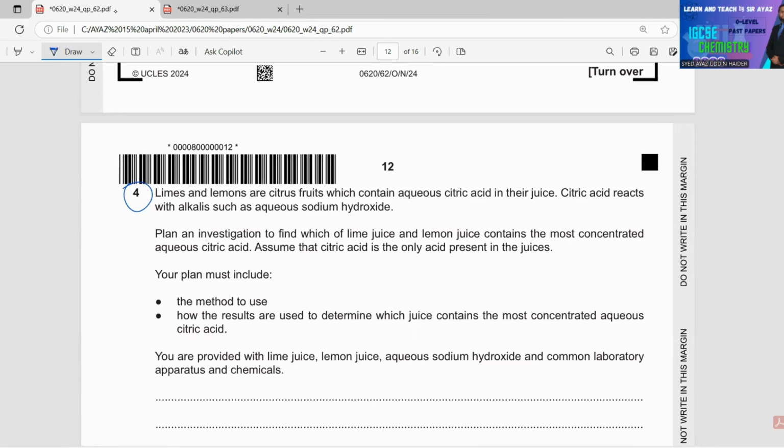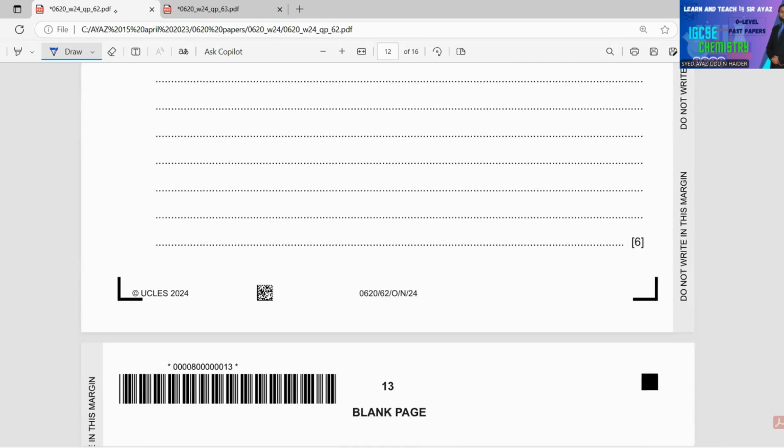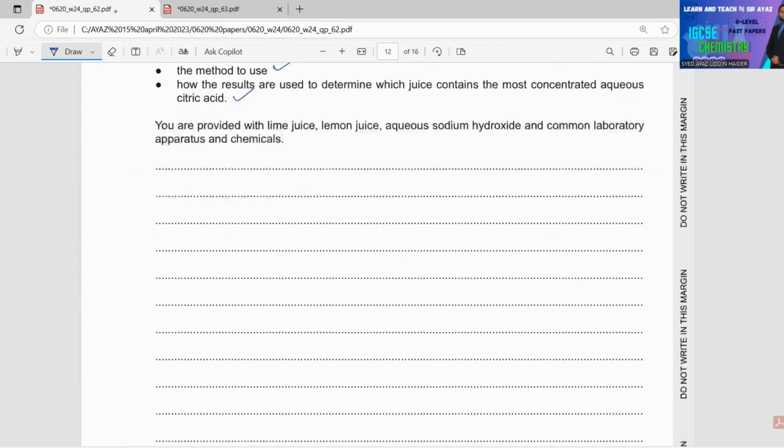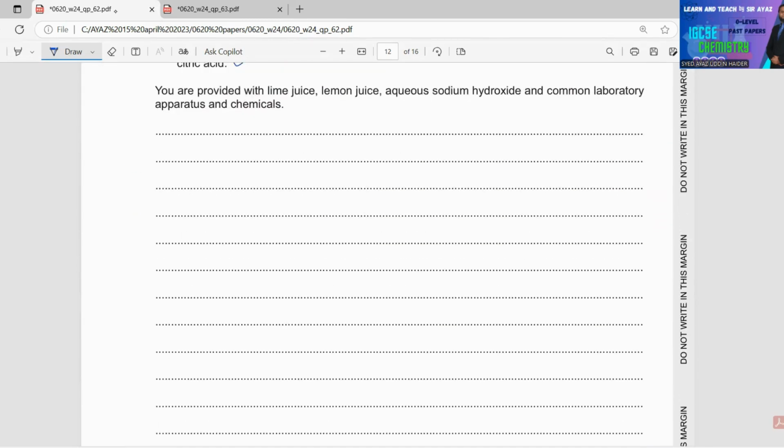Your plan must include the method to use, how the results are used to determine which juice contains the most concentrated aqueous citric acid. You are provided with lime juice, lemon juice, aqueous sodium hydroxide, and common laboratory apparatus and chemicals. The total mark for this question is 6. You don't need to draw any apparatus. So they are asking for the explanation.